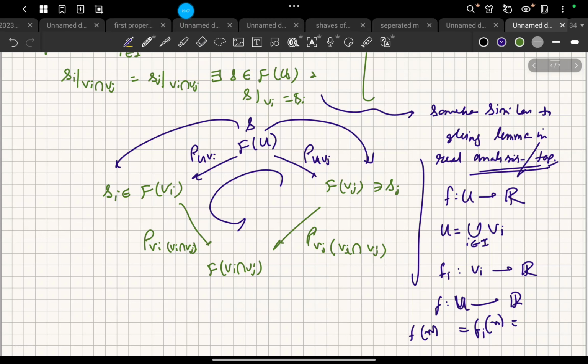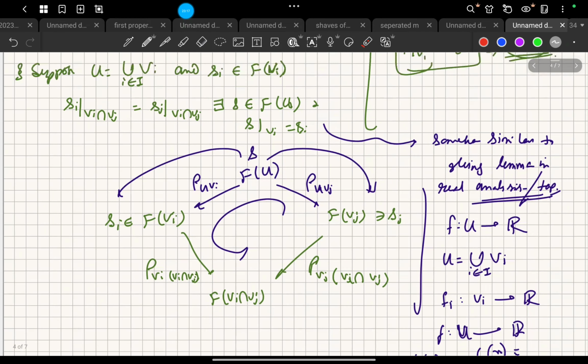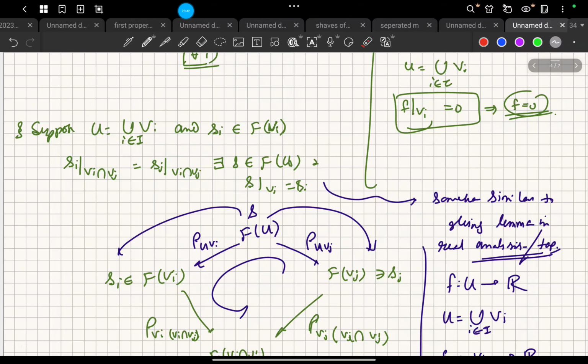Note that I haven't said that the open components are disjoint. As these two are not disjoint, that's why we need them to agree in the intersection. Otherwise, suppose we have Si from here, Sj from here. If it gives some other elements in this intersection Vi intersection Vj, in that case we cannot say that this diagram should commute. That's why it is important to have the condition that they agree in the intersection region.